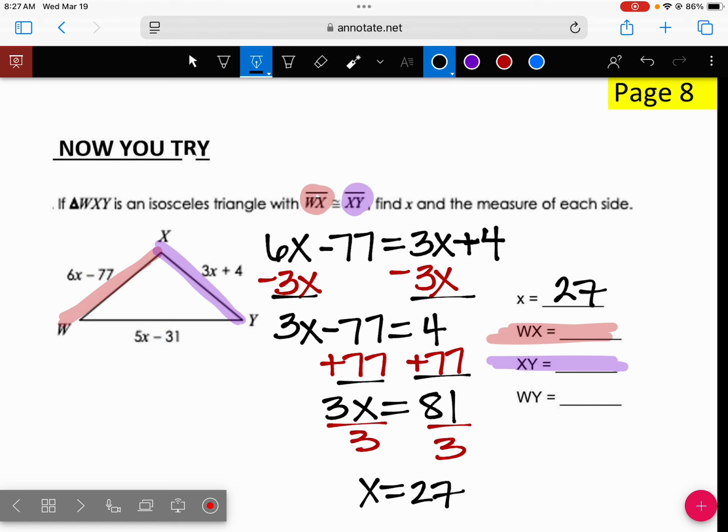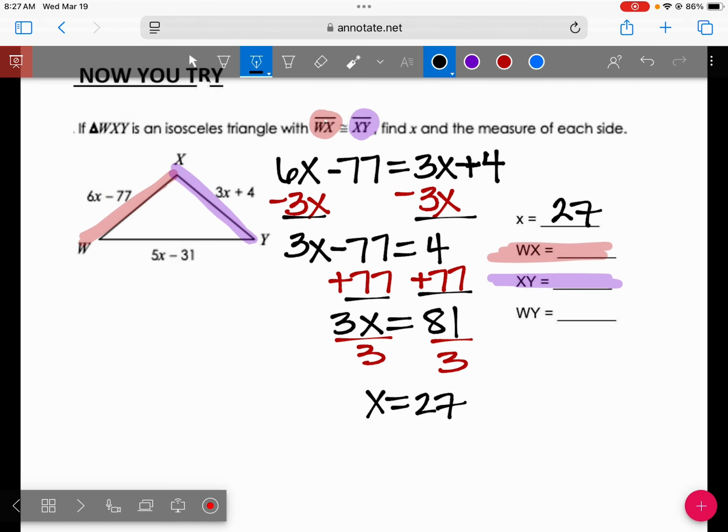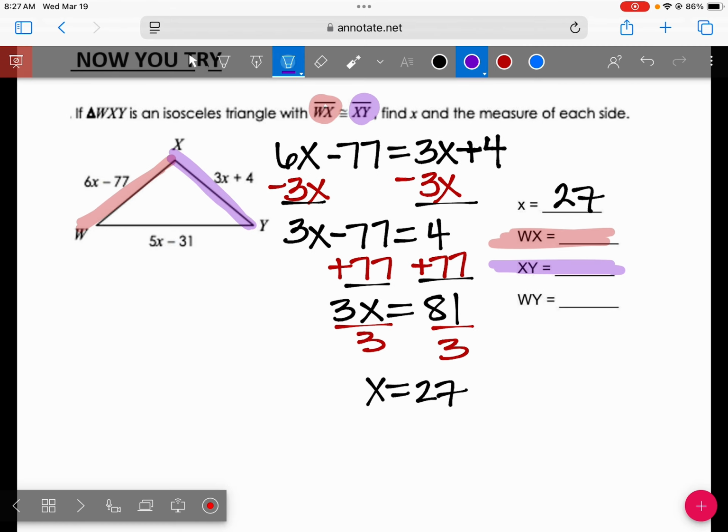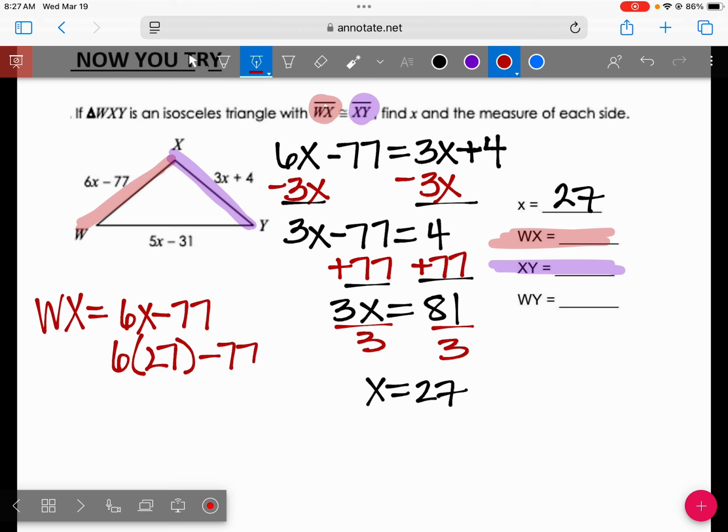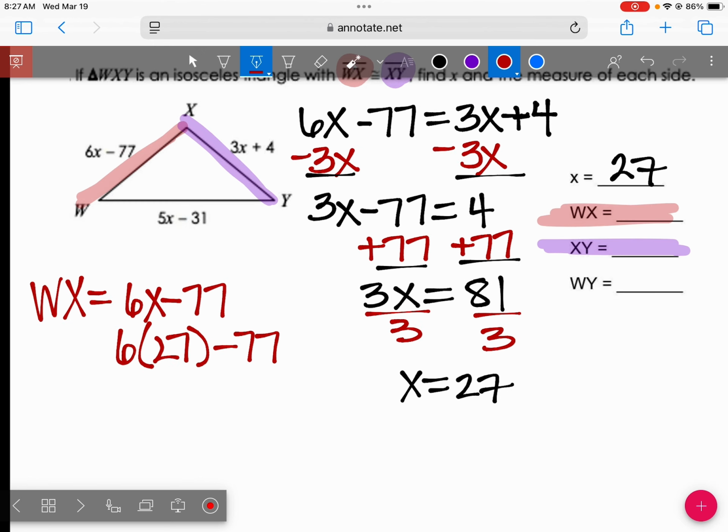All right, so now let's find the length of all 3 sides. So let me go ahead and pull that up. We'll start off with WX. WX says 6x minus 77, and we said that x was 27. So go ahead and type this in your calculator. Take 6 times 27 minus 77.